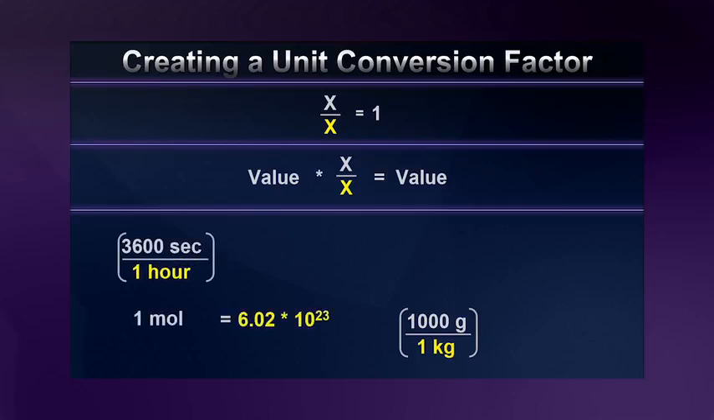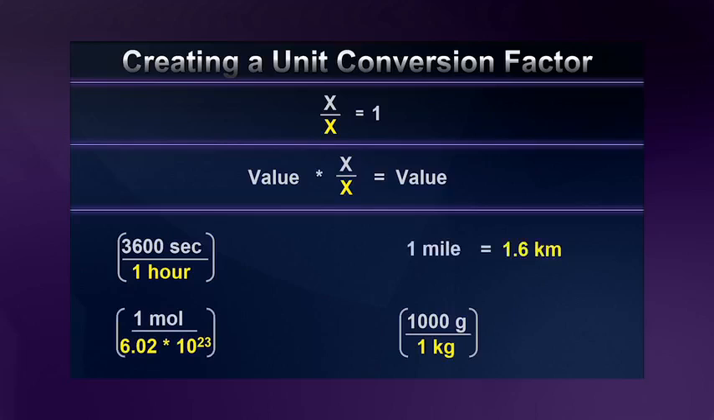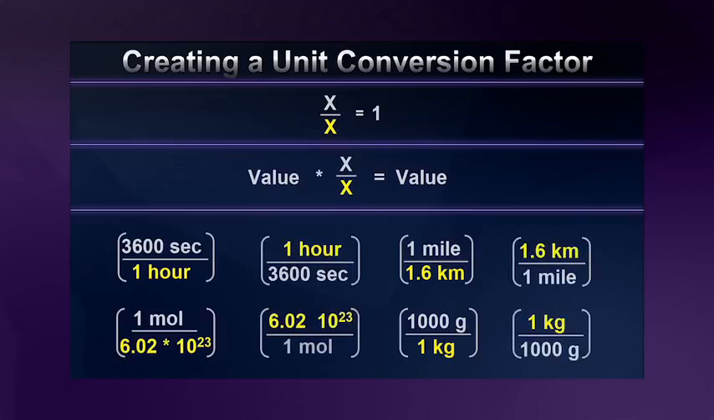How about 1 mole being 6.02 times 10 to the 23rd? Or even 1 mile equaling 1.6 kilometers. Any relationship that involves two equal quantities or two equal values can be done this way. And of course, I can flip these over because the reciprocal of 1 is 1. Which means all of these are also considered equalities when I'm thinking about values.